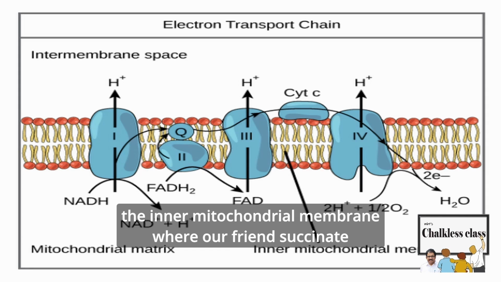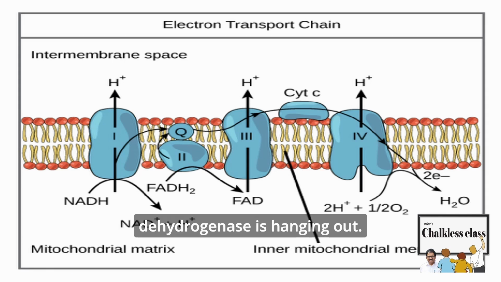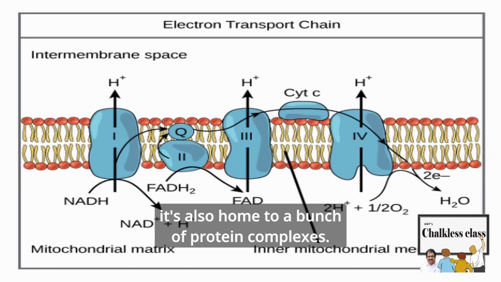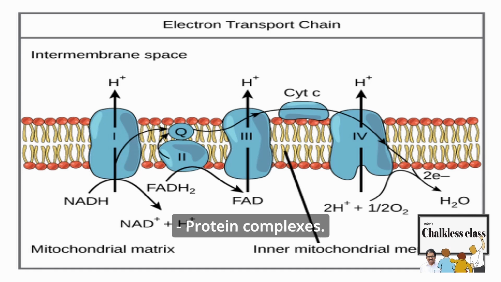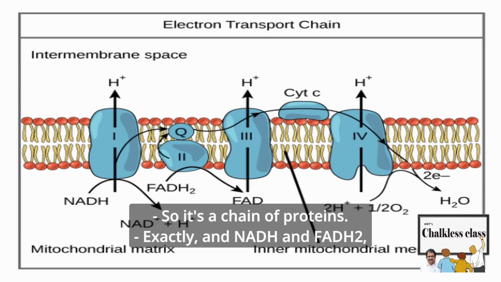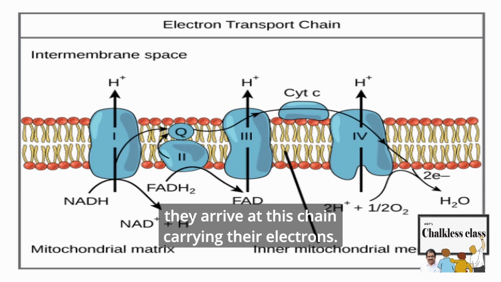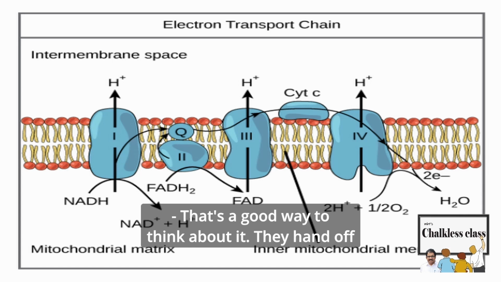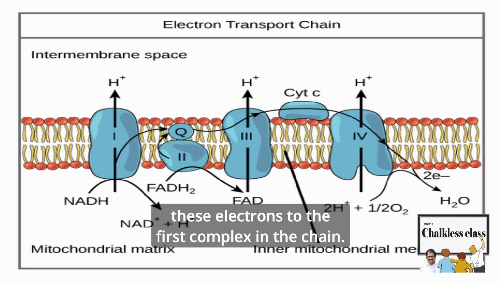So picture this, the inner mitochondrial membrane where our friend succinate dehydrogenase is hanging out. Okay, I remember that guy. Well, that membrane is also home to a bunch of protein complexes. Protein complexes. Yeah, and these complexes form the electron transport chain. So it's a chain of proteins. Exactly. And NADH and FADH2 arrive at this chain carrying their electrons. Like they're carrying precious cargo. That's a good way to think about it. They hand off these electrons to the first complex in the chain.